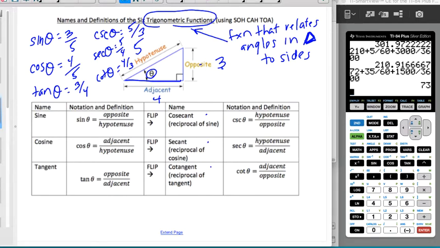The word SOHCAHTOA, this abbreviation that we have, comes from: sine is opposite over hypotenuse, cosine is adjacent over hypotenuse, and then TOA, tangent, is opposite over adjacent. So that's where SOHCAHTOA comes from.